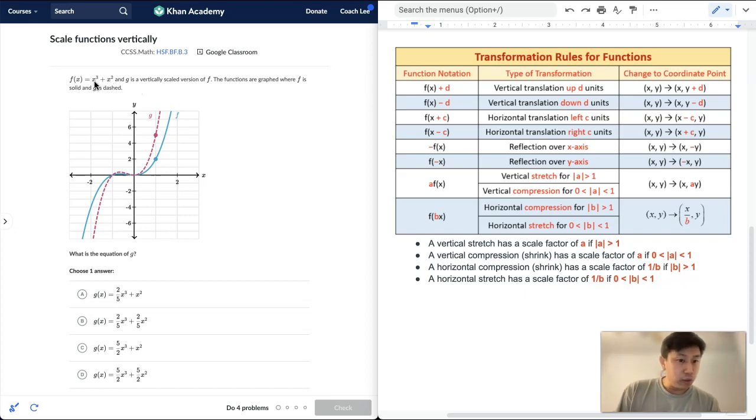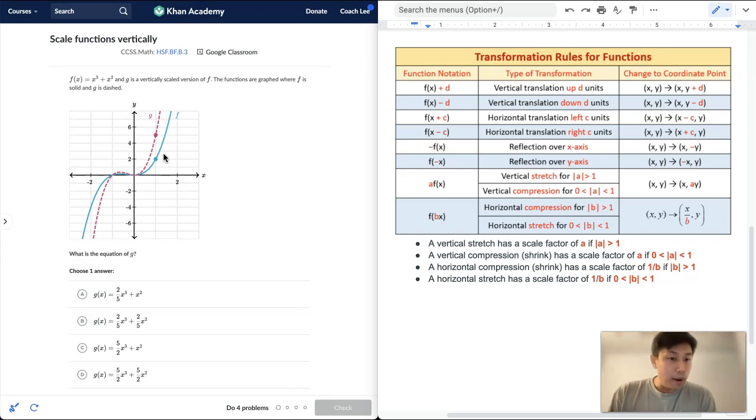f of x is equal to x cubed plus x squared, and g is a vertically scaled version of f. Read it carefully, but g should be the transformation, right? f is your original. They give us the equation, and then g is the vertically scaled version of it. So we're going from f to g, it looks like, and they're asking us what's the equation of g.